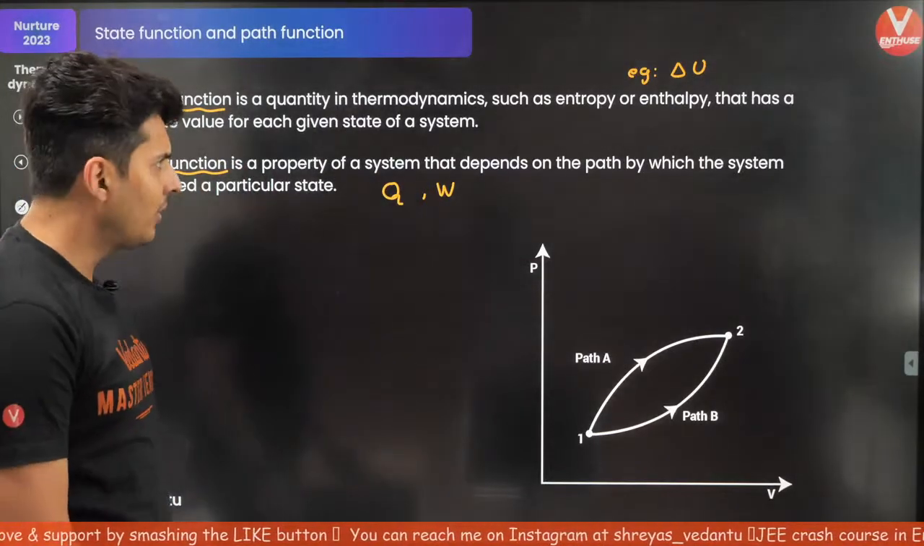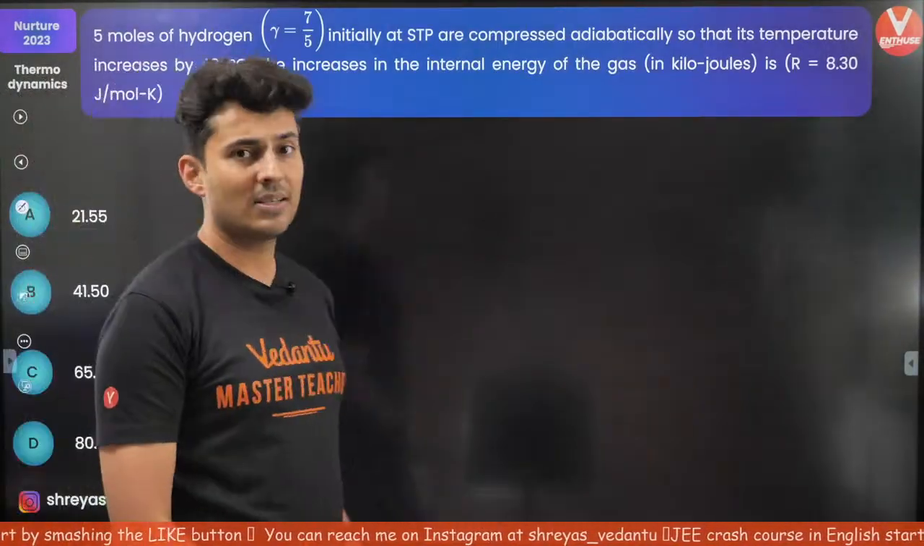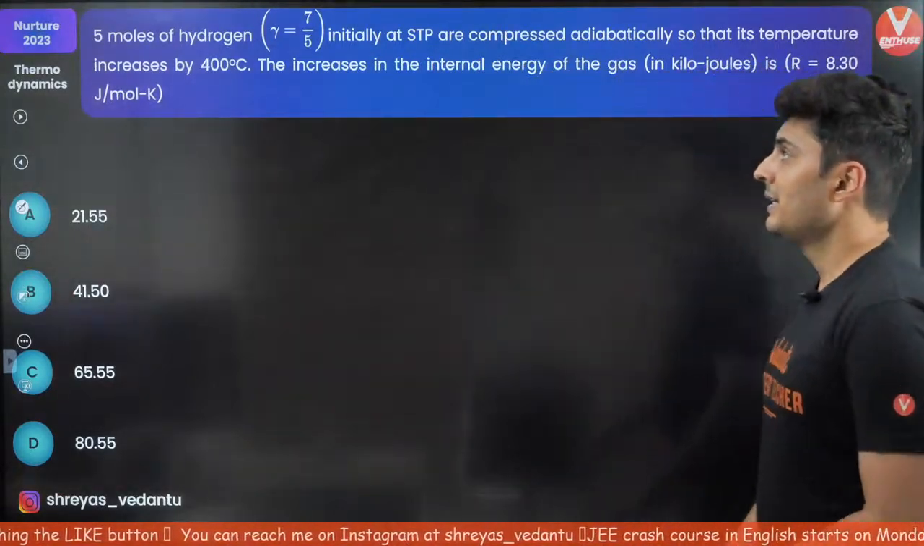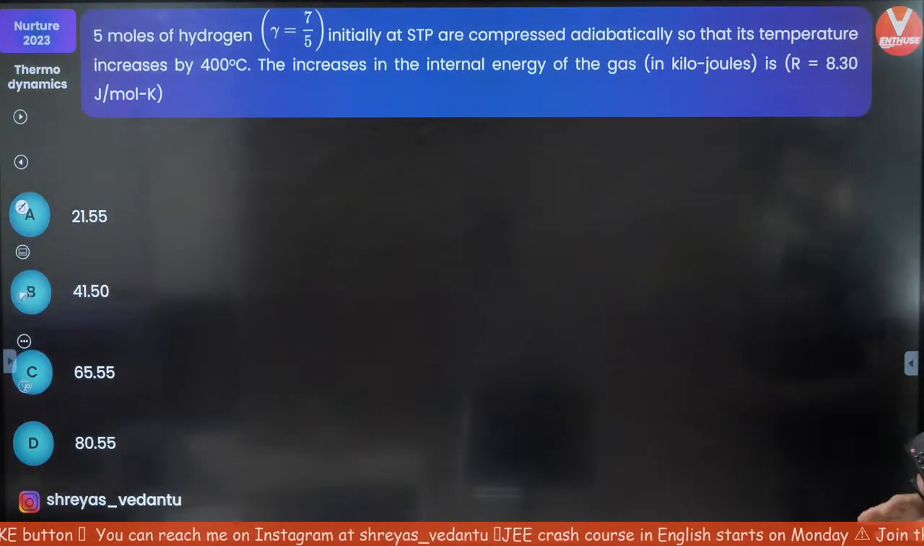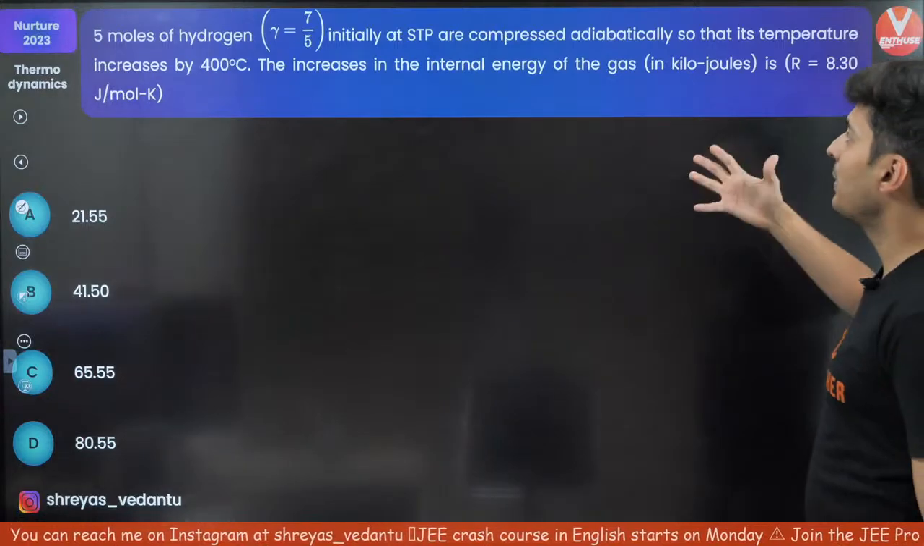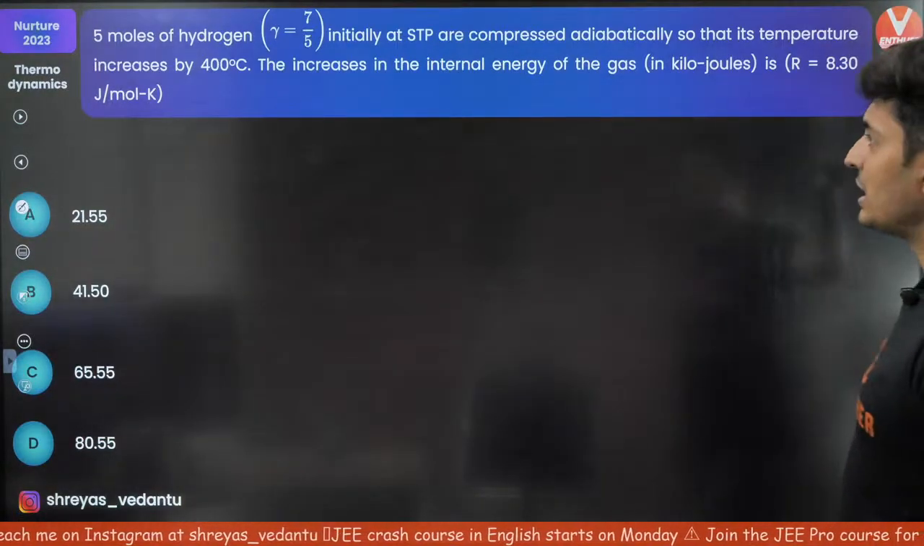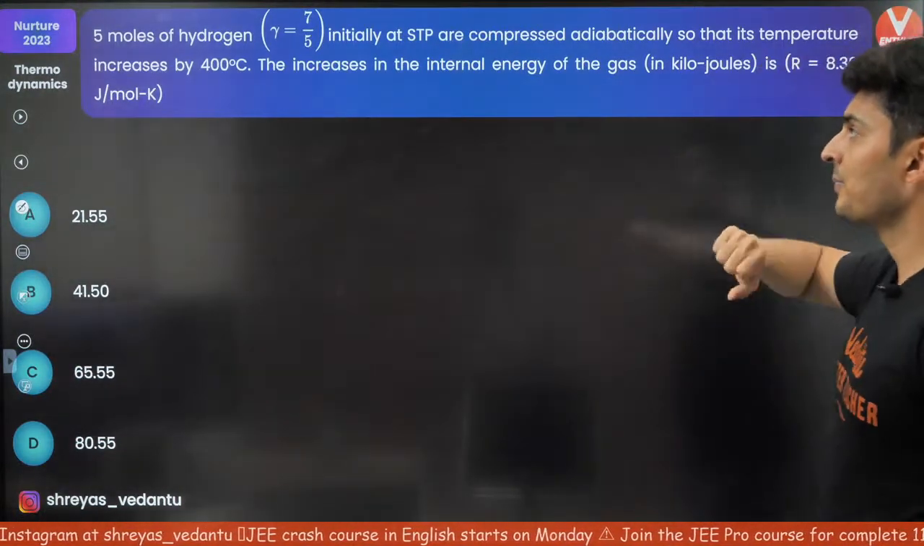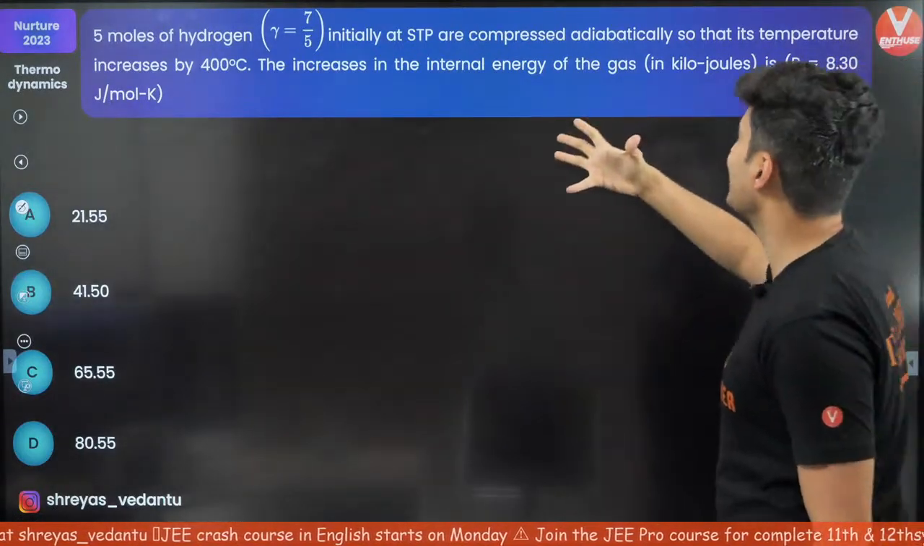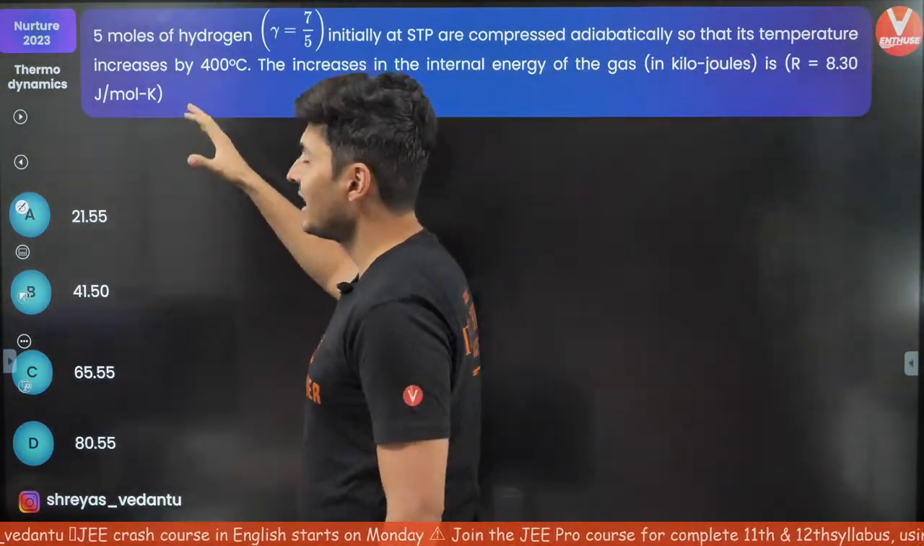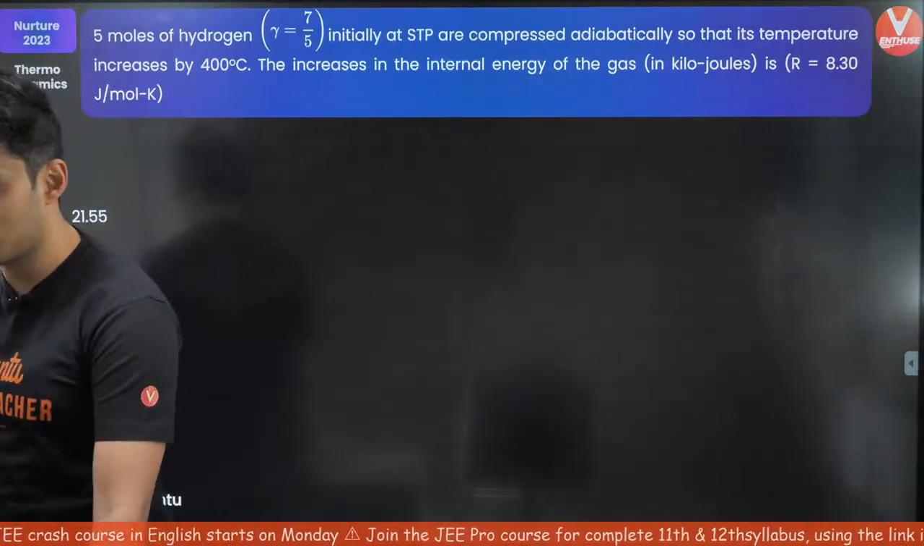Let's start solving a question coming up on your screen right away. Let's see if you can do this. 5 moles of hydrogen initially at STP are compressed adiabatically so that the temperature increases by 400. The increase in the internal energy in kilojoules is how much? Let's see how many of you can do this.